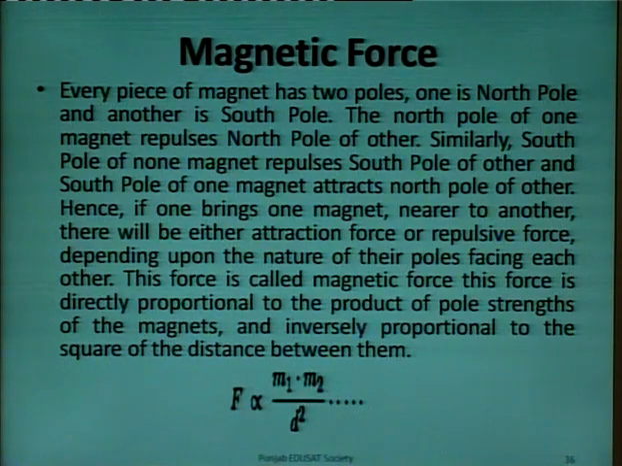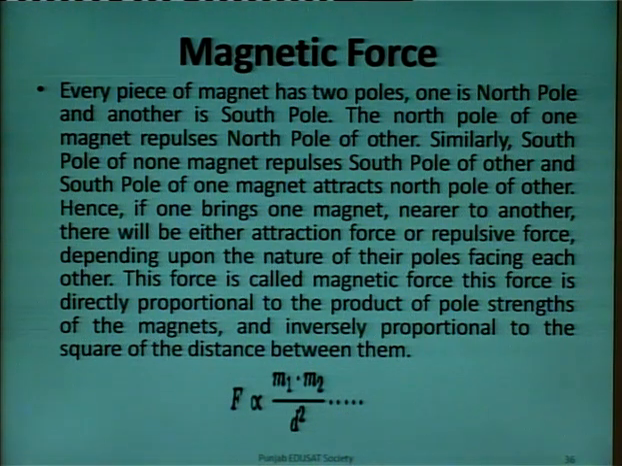Hence, if one brings one magnet nearer to another, there will be either an attraction force or a repulsion force depending upon the nature of their poles facing each other, and this force is called the magnetic force. This force is directly proportional to the product of the pole strengths of the magnets and inversely proportional to the square of the distance between them.